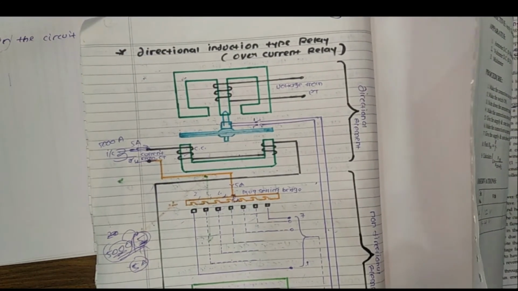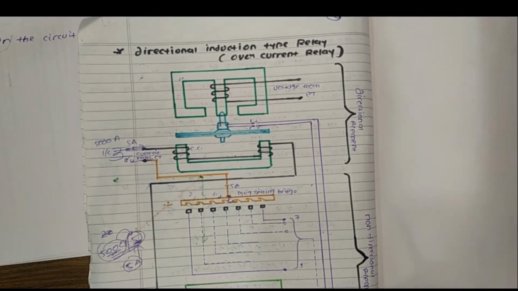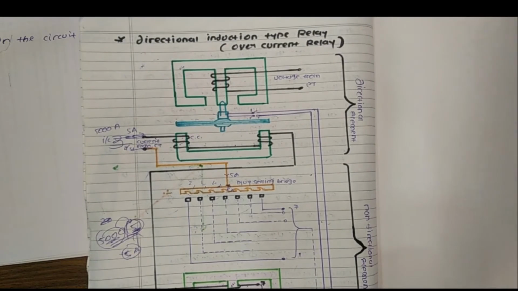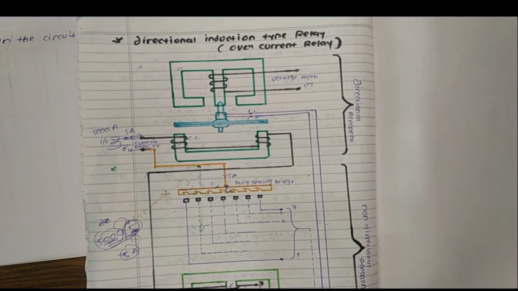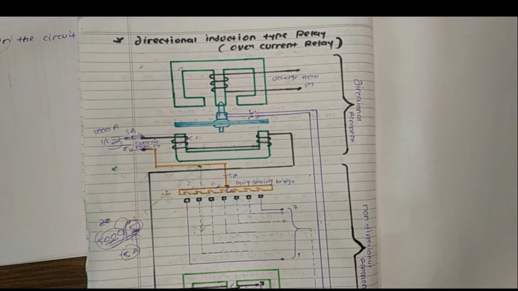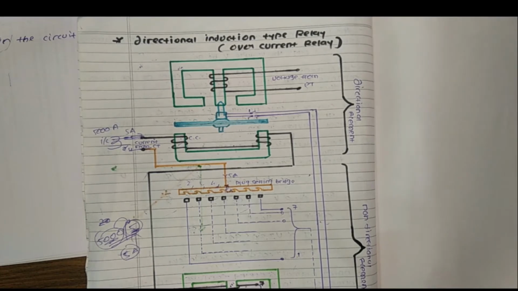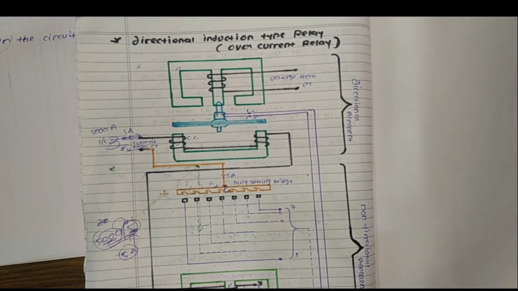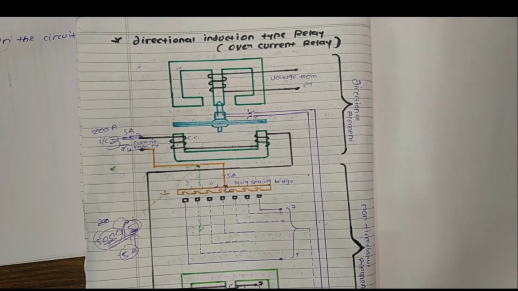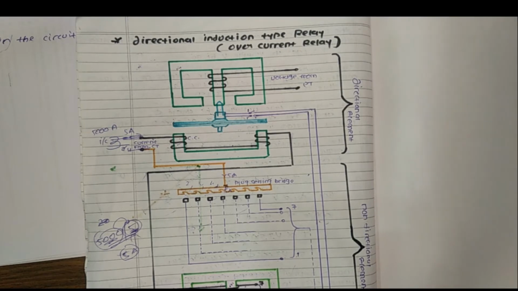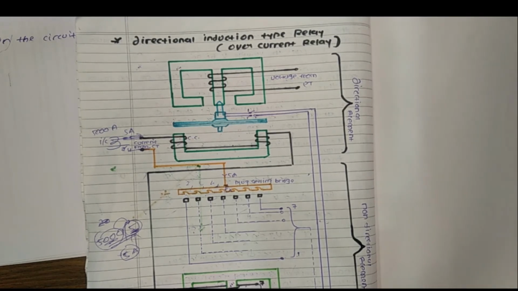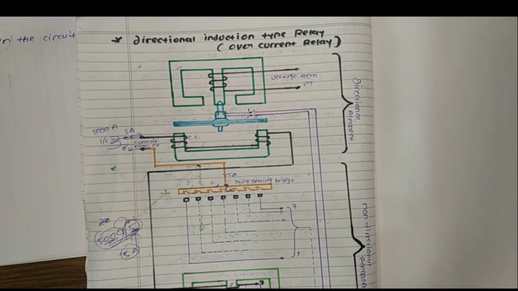Why is it so? Because under short circuit condition the voltage falls drastically, and such a reduced voltage may not be sufficient to produce the driving torque. So hence in practice the directional induction type overcurrent relay is used, and this relay operates almost independent of system voltage and power factor, as I have mentioned earlier.